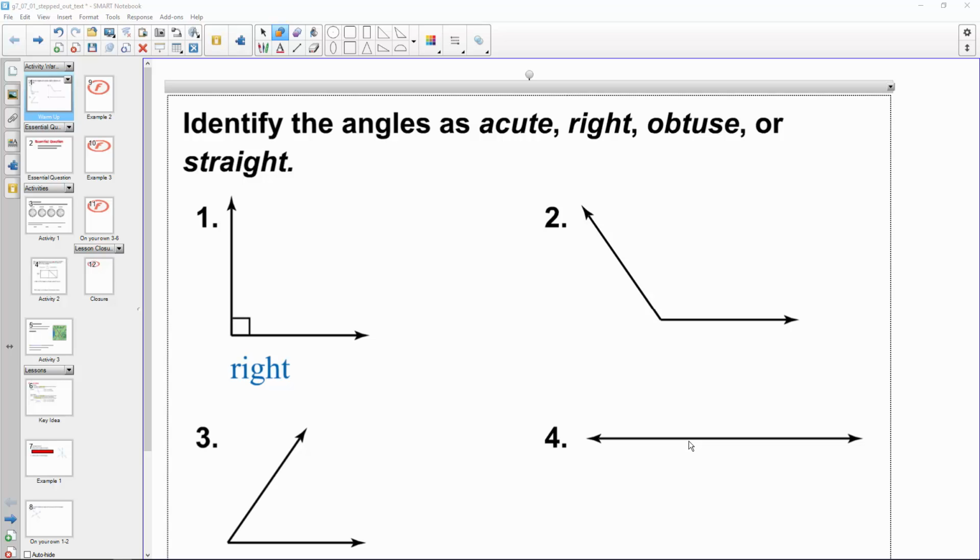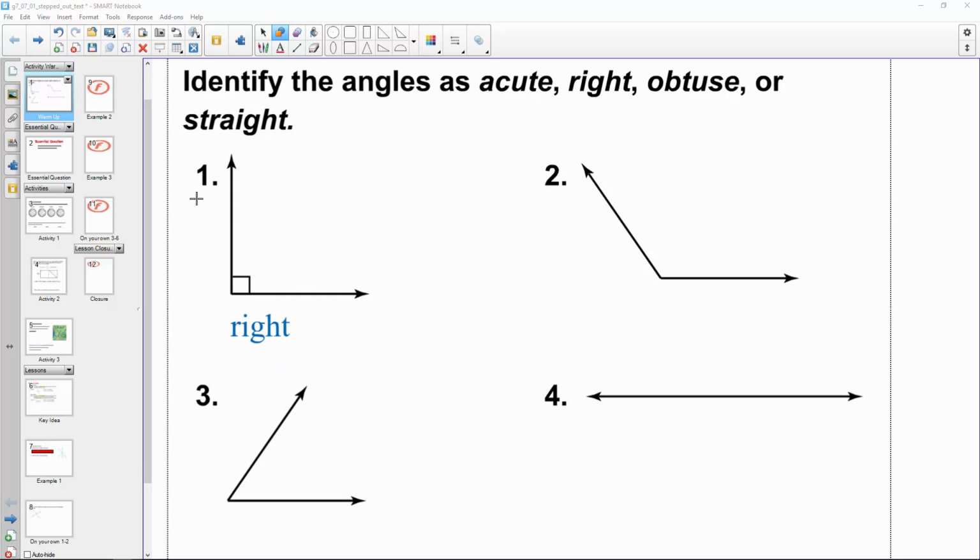So this video will focus on Chapter 7, Section 1. If I look here, it says identify the angles such as acute, right, obtuse, or straight. This one here is a right angle, and that's identified by this little square here. That's a 90-degree angle, so it's right. This one here is larger than 90 degrees if I open it out, so it is an obtuse angle.